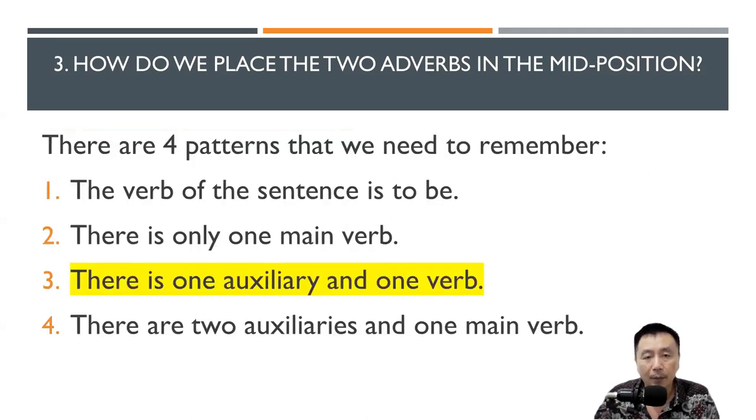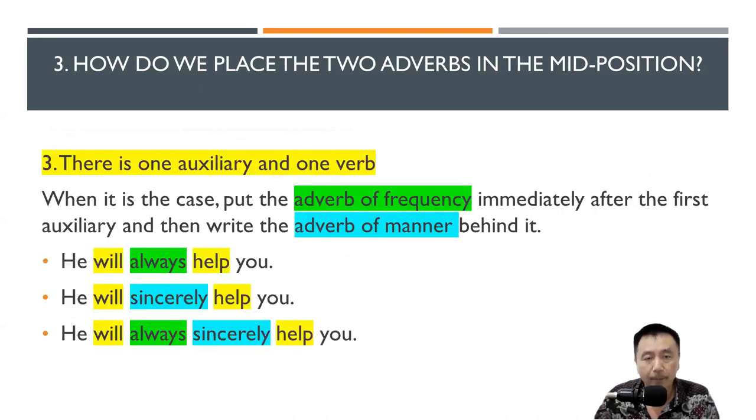Now, what about the third pattern? There is one auxiliary and one verb. For example, he will help you. Now, what about if I have always? Then I should say he will always help you. Now, what about if I have adverb of manner? Sincerely. That's all right. He will sincerely help you. So we put it in between the auxiliary and the main verb.